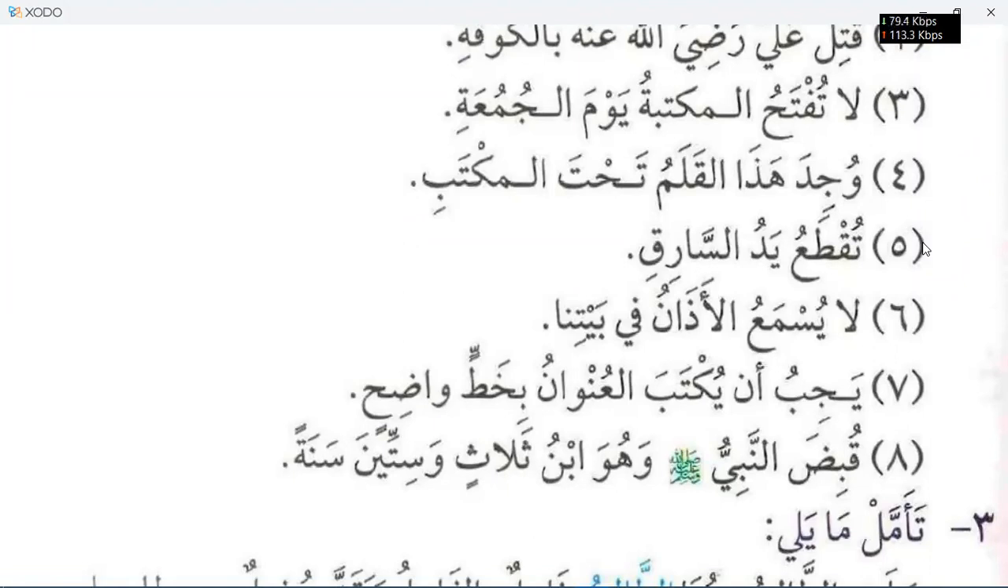Okay, can you tell me what is naibul fa'il here? Tuqtau. Tuqtau is fi'l mabni lil majhool. What is naibul fa'il? Yadu. Yadu, correct. Can anyone translate this sentence?